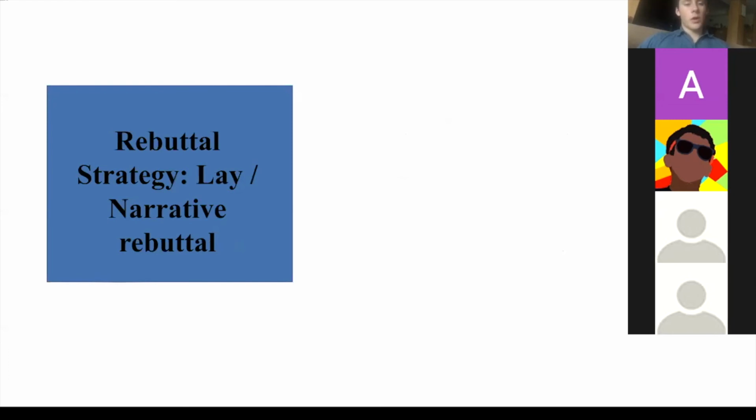All right, so rebuttal strategy, the lay narrative rebuttal. The previous two rebuttal strategies predominantly make sense in front of a more flay or tech judge, particularly a tech judge. Those strategies are more ideal for that. But now let's talk about how you execute a really solid narrative style rebuttal in front of a lay judge. There are a few specific things that I would recommend doing.